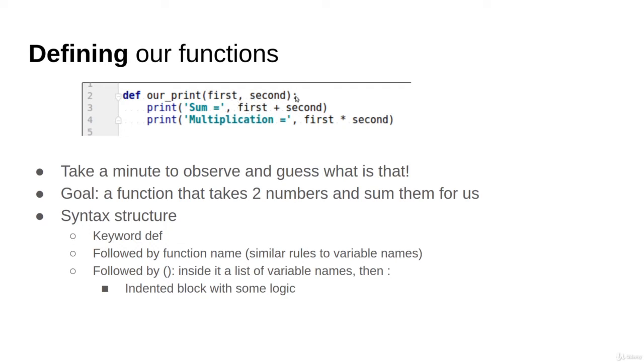And you have to put a colon here, similar to the if condition. Once we put a colon, this block has to be indented this way, exactly like for loops and if conditions. And then you start to put your logic. In our case, our print function takes two inputs and then sums them and multiplies them. That's all. Please take a minute to read this and try to familiarize your eyes with such an input.